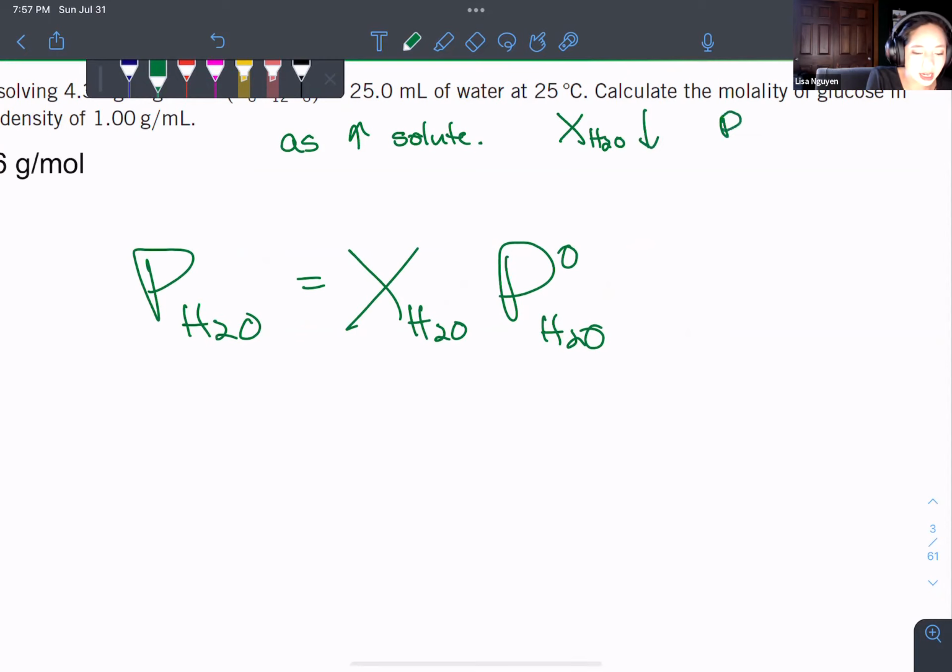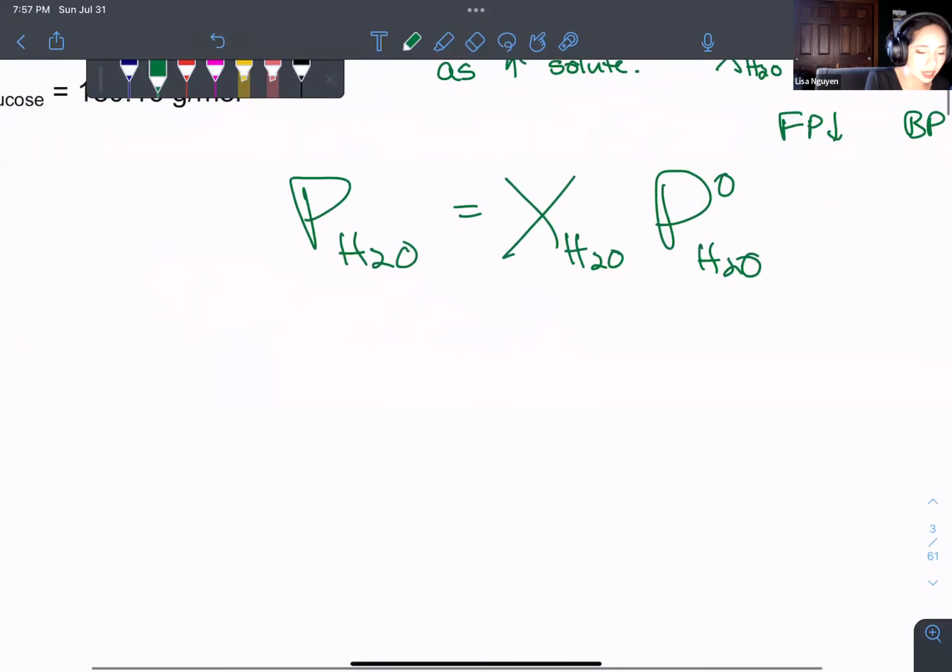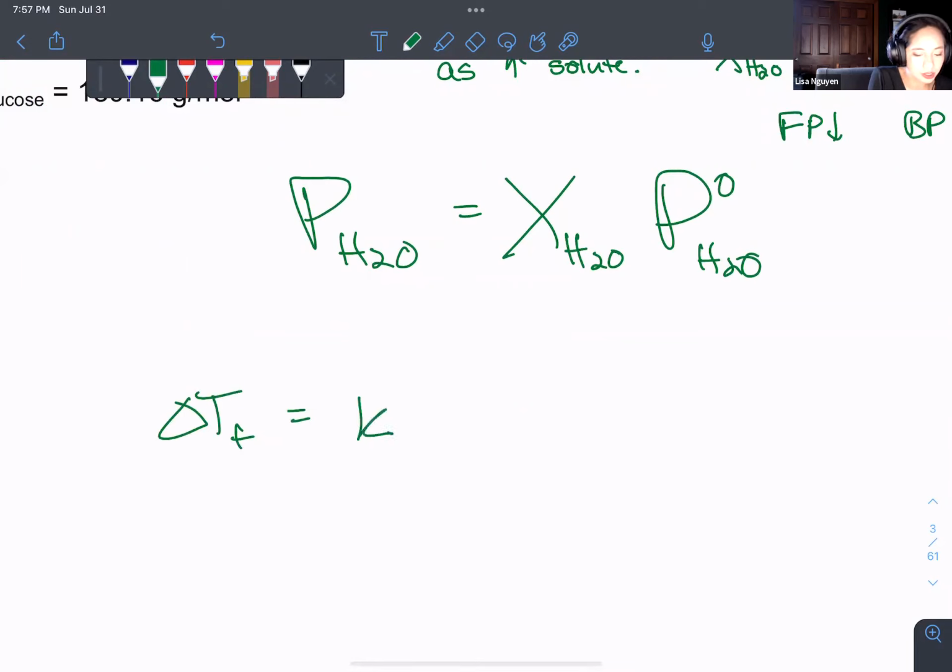What you also see is that the vapor pressure above the water also goes down, because X, your mole fraction, goes down. We see that freezing point temperature also goes down, but we see boiling point temperature actually go up. And so we can calculate things like freezing point temperature and boiling point temperature based upon the molality of the solution.